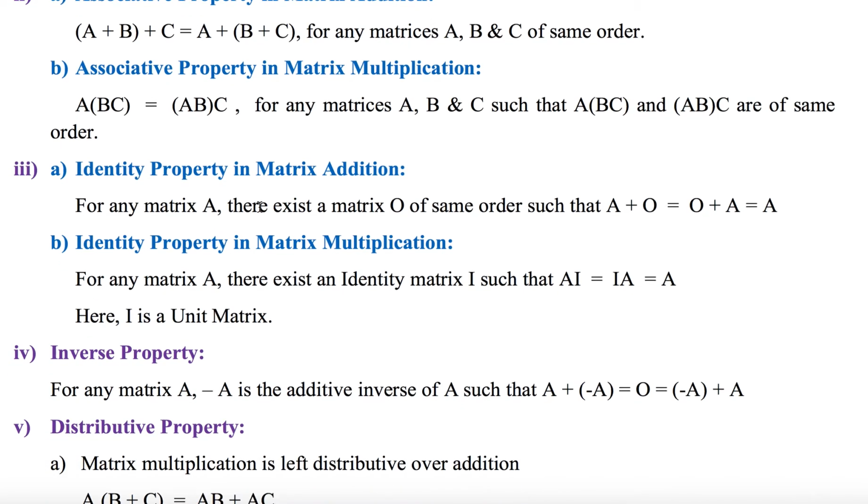Identity property of matrix addition. For any matrix A, there exists a zero matrix O of the same order such that A plus O equals O plus A equals A. O is a zero matrix.